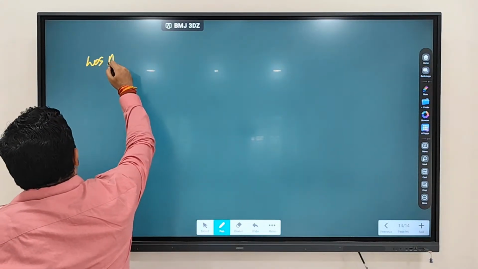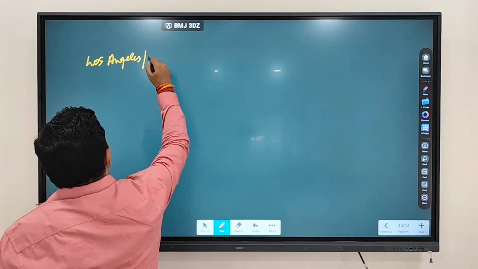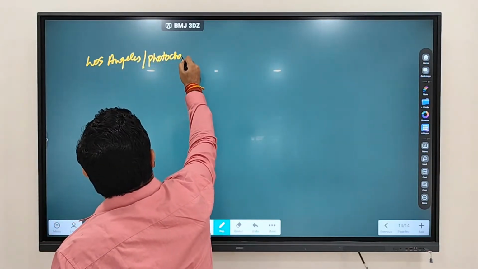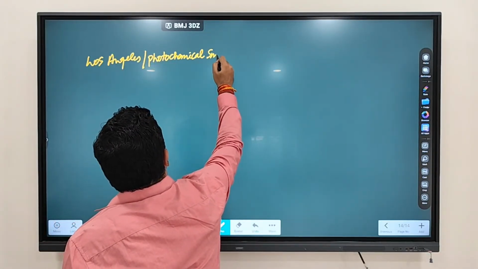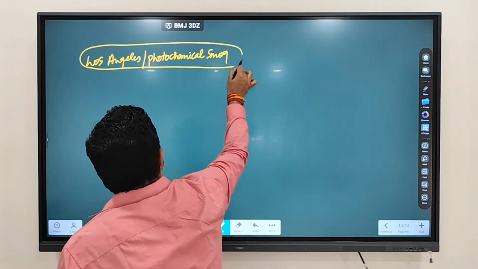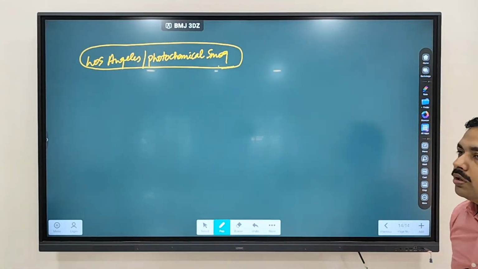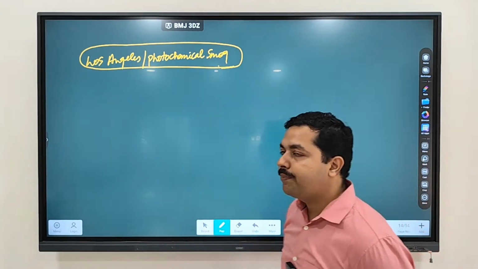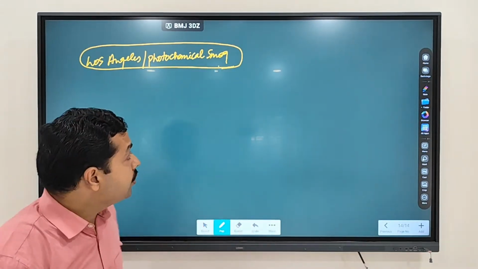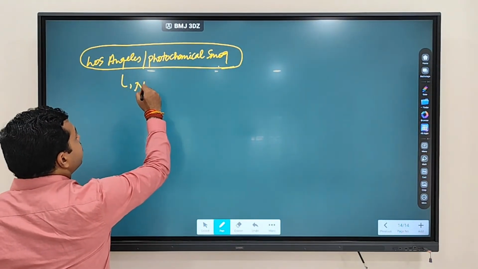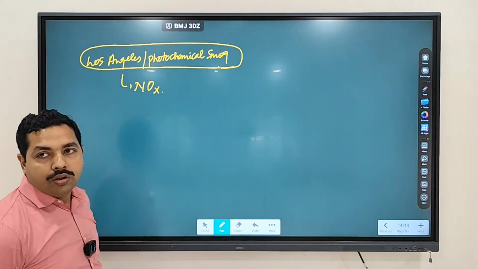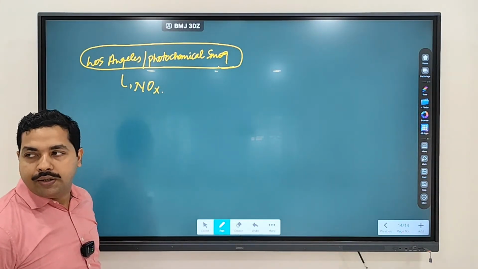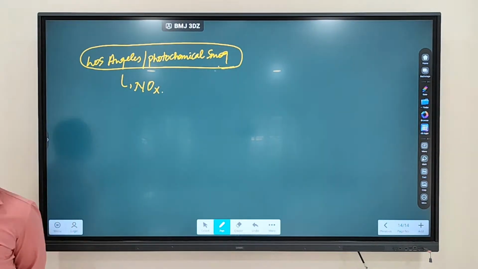Now the second type of smog that we have written is what? Los Angeles smog or photochemical smog. That is the second type of smog you have. Fine. Now this occurs due to a high amount of nitrogen oxide release. This occurs due to a high amount of what? Nitrogen oxide. London smog occurs due to sulfur dioxide release, while this occurs due to more release of nitrogen oxide.